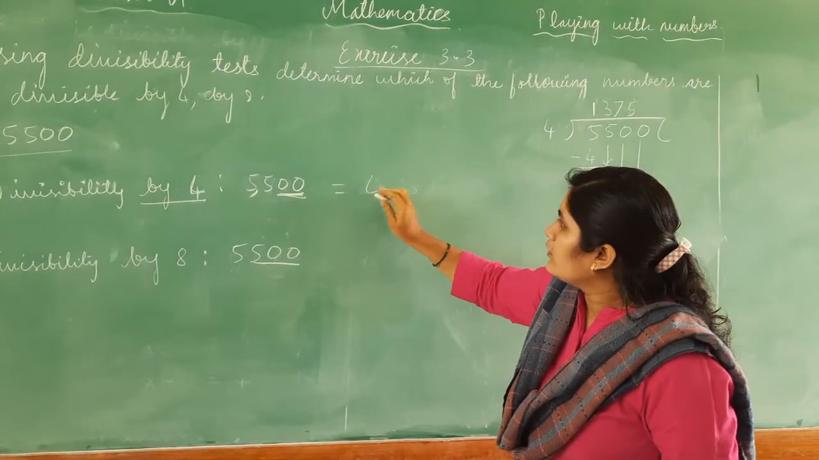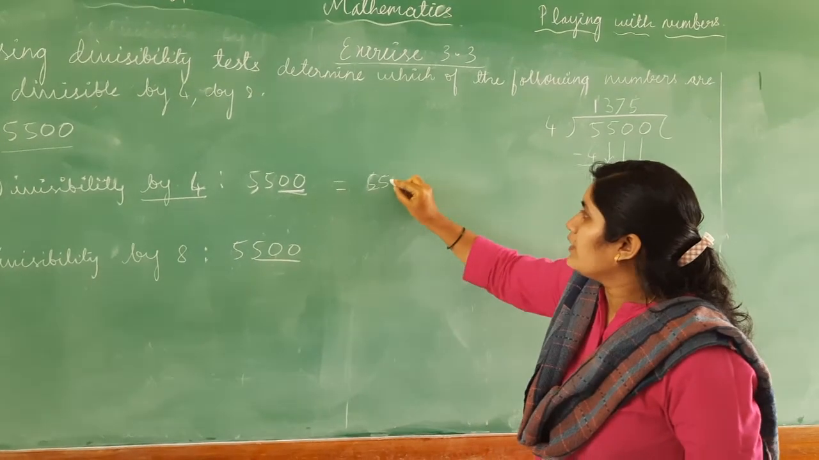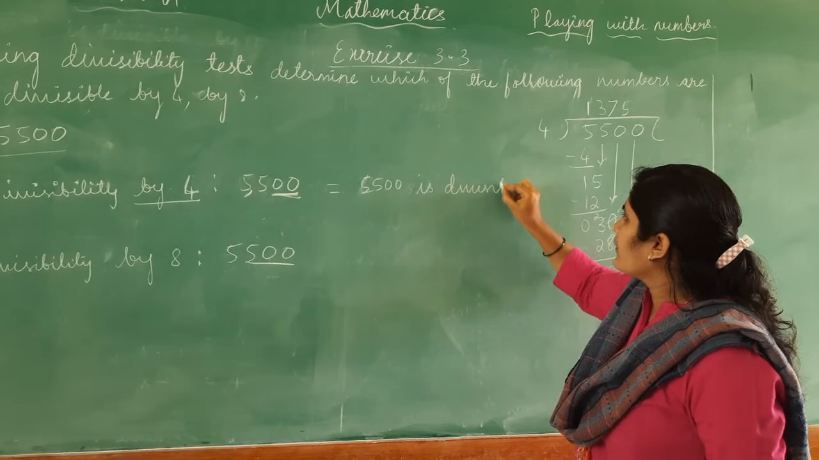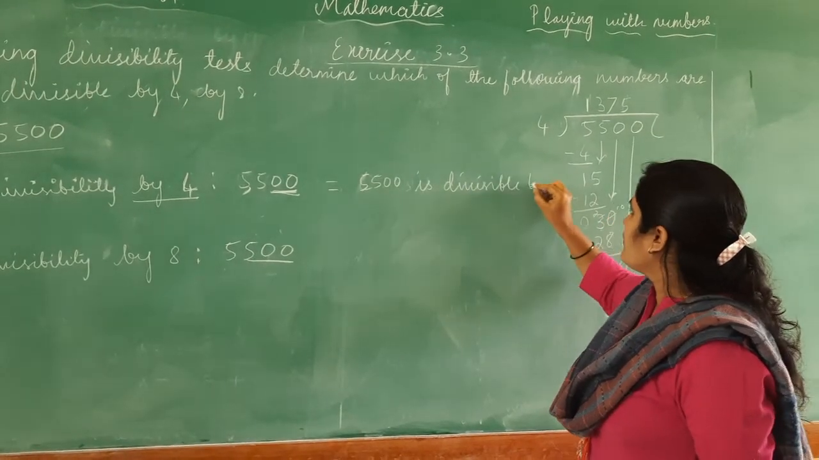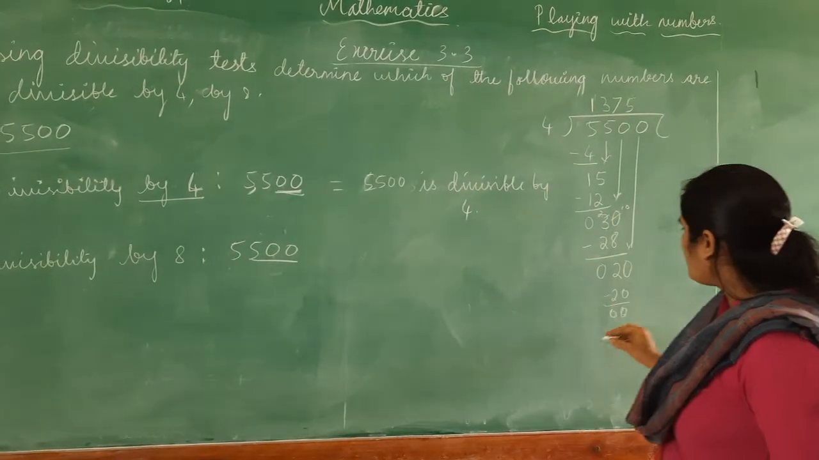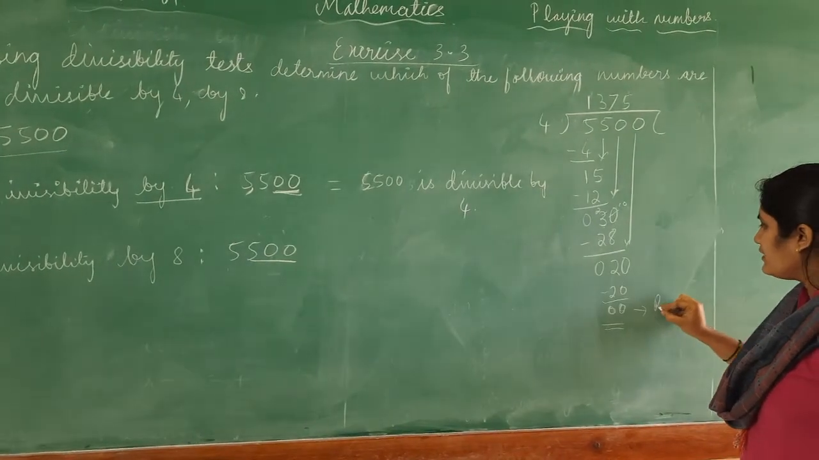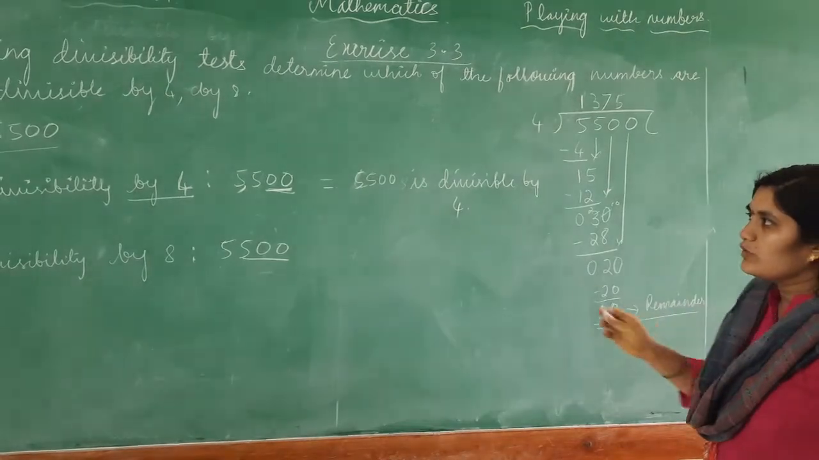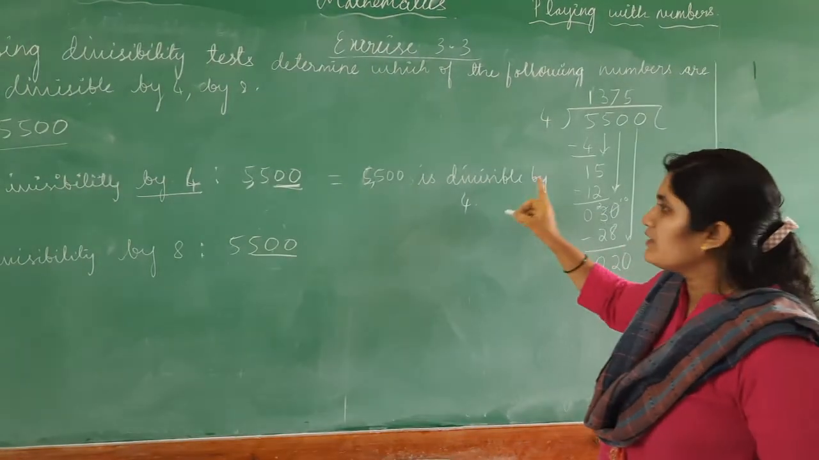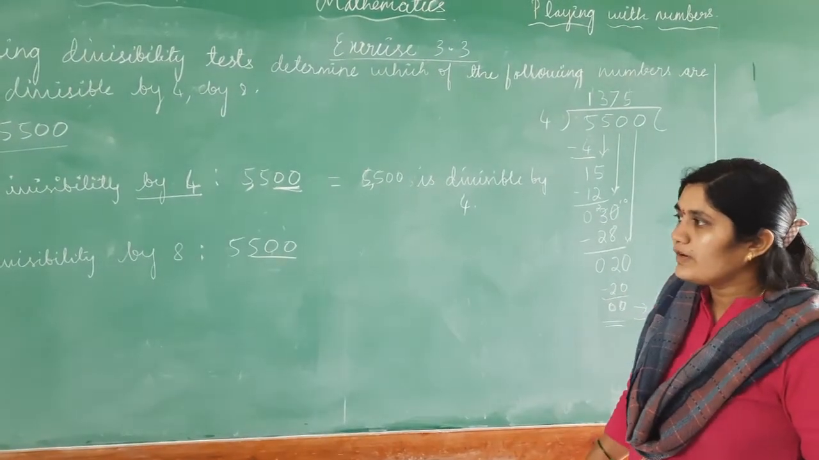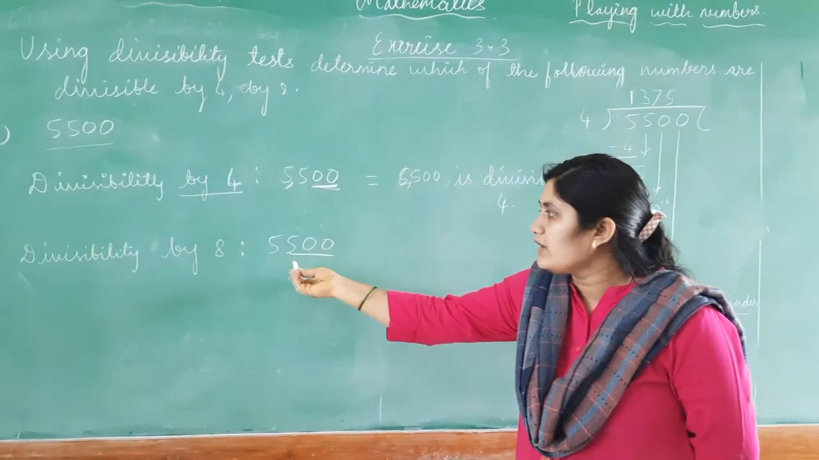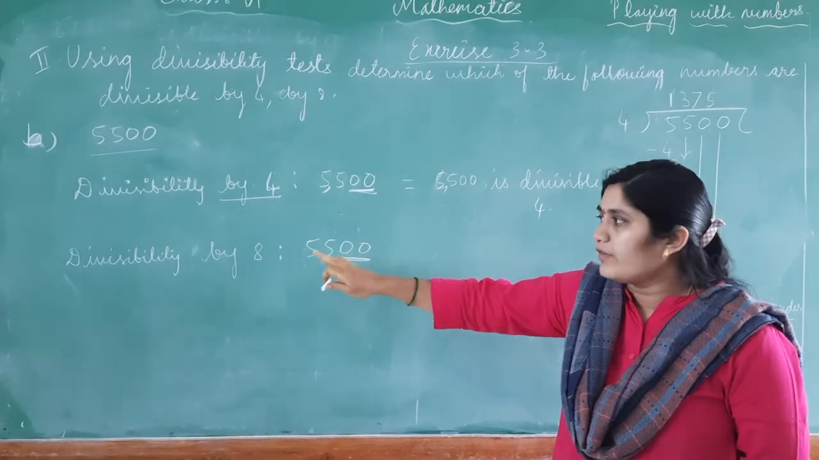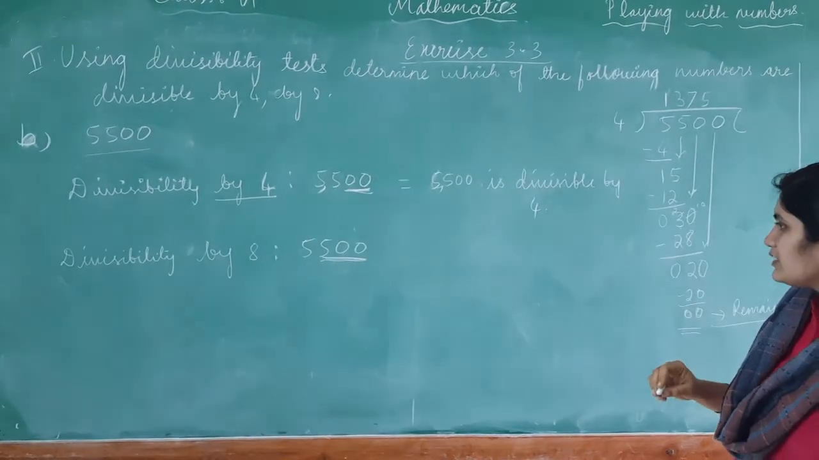Therefore, the given number 5500 is divisible by 4 because it completely divides. As you can see, the remainder is 0. So you can say that 5500 is divisible by 4. Let me go for divisibility by 8. The last 3 digits should be divisible by 8. That means 500 you should divide by 8 and check whether it is completely divisible or not.